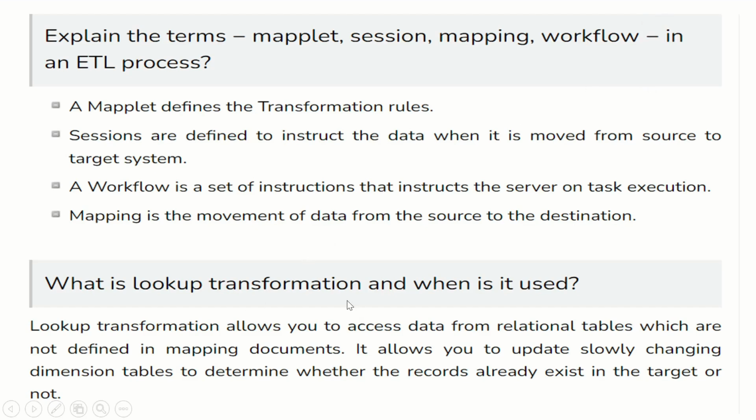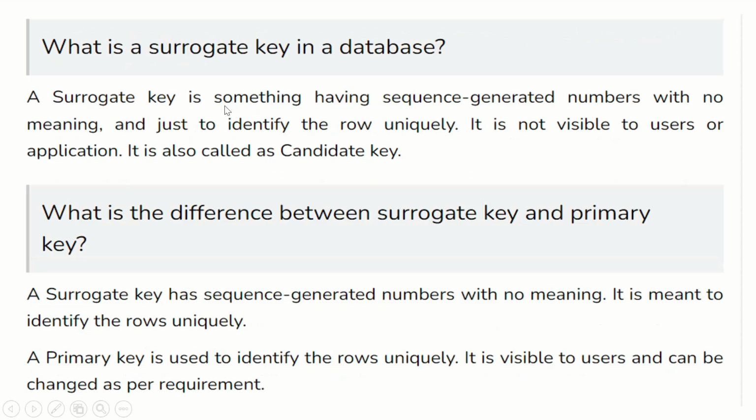What is the lookup transformation and when is it used? Lookup transformation allows you to access data from relational tables which are not defined in mapping documents. It allows you to update slowly changing dimension tables to determine whether the records already exist in the table or not. What is a surrogate key in a database? A surrogate key is something having sequence generated numbers with no meaning. It's just to identify the row uniquely. It is not visible to users or applications. It is also called a candidate key.